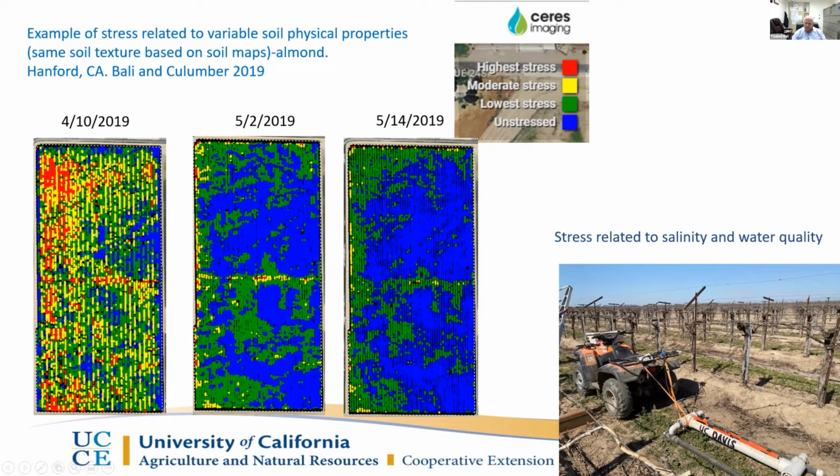The stress could be related to soil moisture. Stress could be related to salinity. So there are commercial services that can do a salinity scan for your field and tell you if there are issues with salinity.